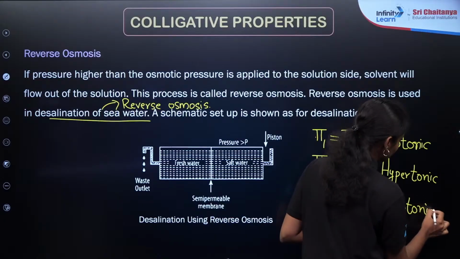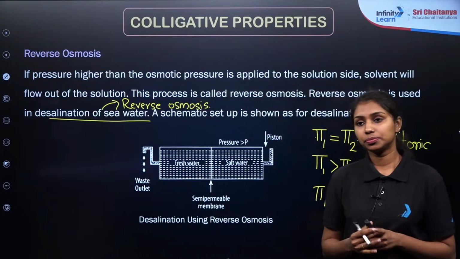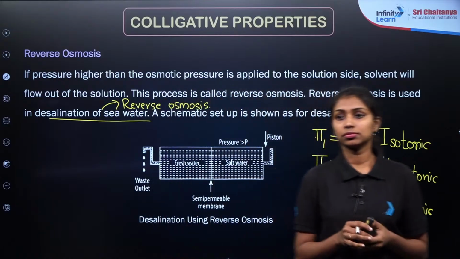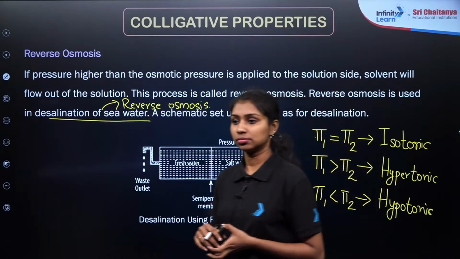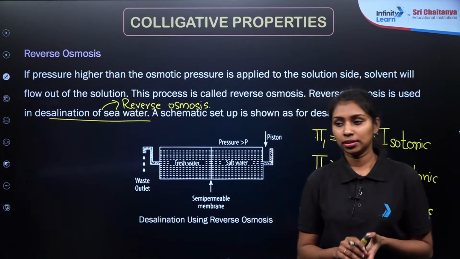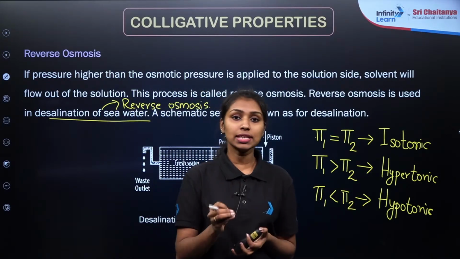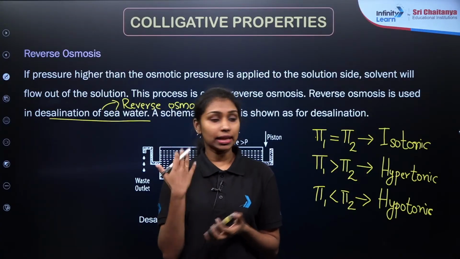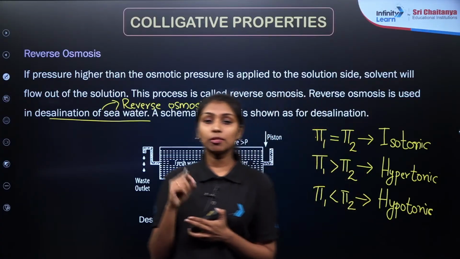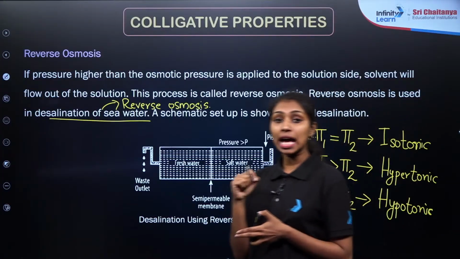So can anyone please give me an example of an isotonic, hypertonic or hypotonic solution from real life? Anyone? Based on the osmotic pressure, we have divided the solutions into three types. One is isotonic, which means both solutions have the same osmotic pressure. If one of the solutions has higher osmotic pressure than the first one, it will be called hypertonic. If one has less osmotic pressure compared to the other, then it will be called a hypotonic solution.